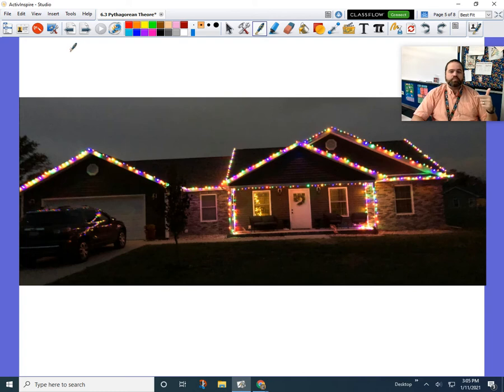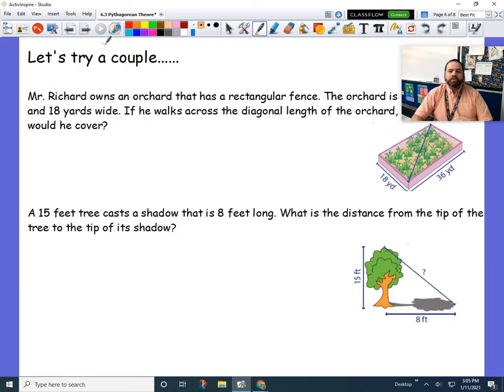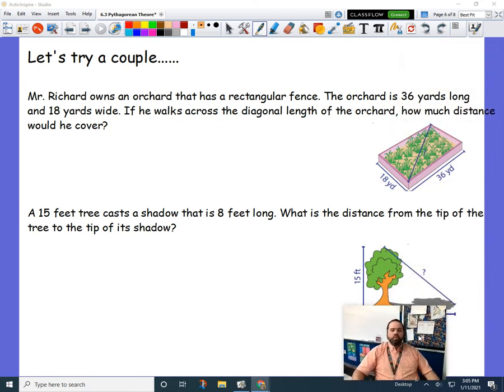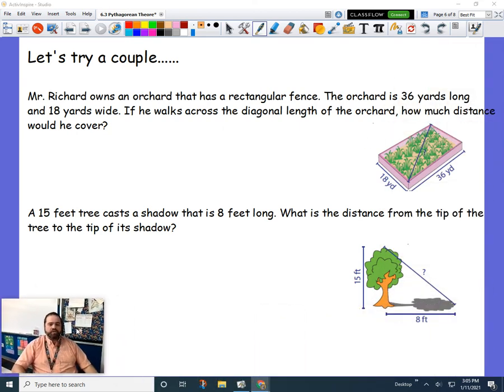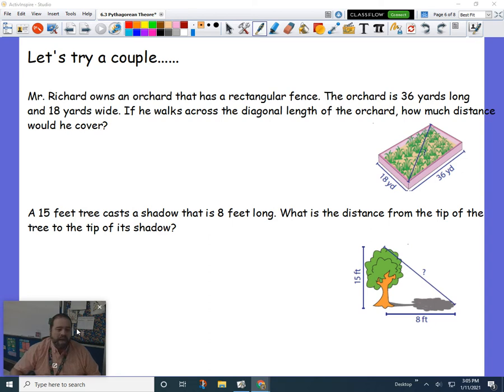I took this picture of my house last year. Over here by the garage, you can still see the original strand, and then I just added more to it, and I ran around the whole back of the house, and I think it looks pretty cool. I enjoy doing it. But I actually stood out in my front yard in the driveway, and I used the Pythagorean theorem to figure this out that first year. So there are some real applications for this. And we're just going to do a couple of problems here so you guys can do some real math.